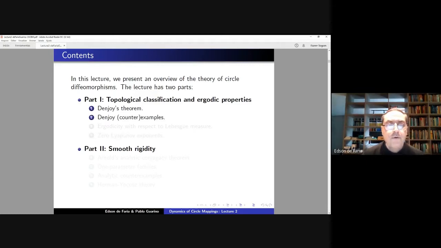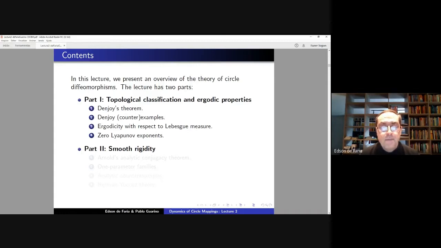We will also discuss a little bit about the so-called Denjoy counterexamples. So these are diffeomorphisms having exceptional minimal sets. Then we go back to maps which are minimal, and we will discuss certain ergodic properties of these maps. So in particular, the fact that they're always ergodic with respect to Lebesgue measure. And we will also discuss the Lyapunov exponents of such maps.